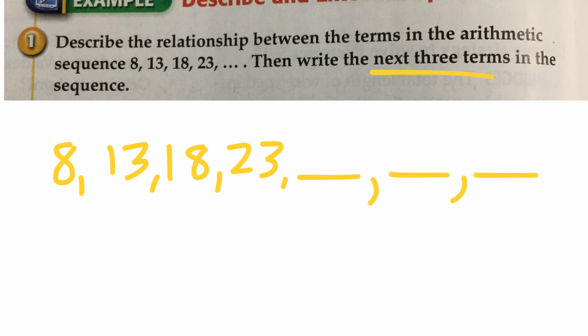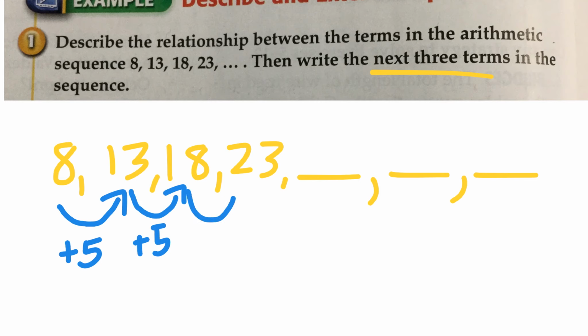So I've got to figure out what the pattern is, right? It's an arithmetic sequence. That tells me something is being added over and over and over. So how could I get from 8 to 13? What is being added? 5. Okay. So let's see if that holds true in every position. So to get from 13 to 18, can we add 5? Yes. From 18 to 23, can we add 5? Yes. So that is the correct pattern that is going on.